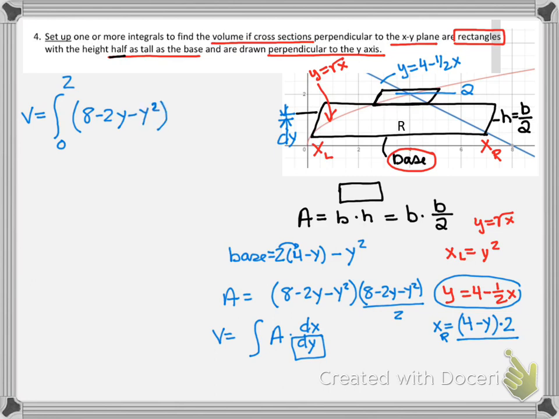Since it shows up twice, I'm just going to square it. 1/2 of that, because of this divide by 2, and that divide by 2. There's your volume.